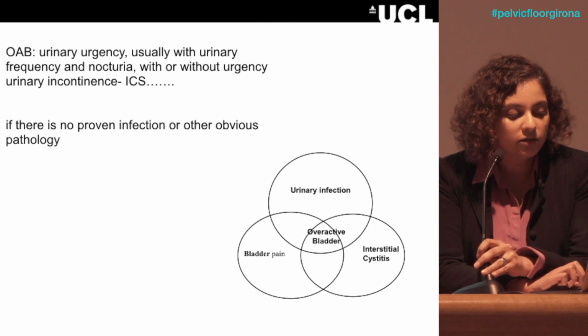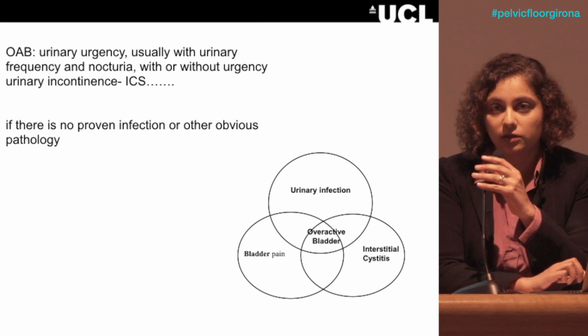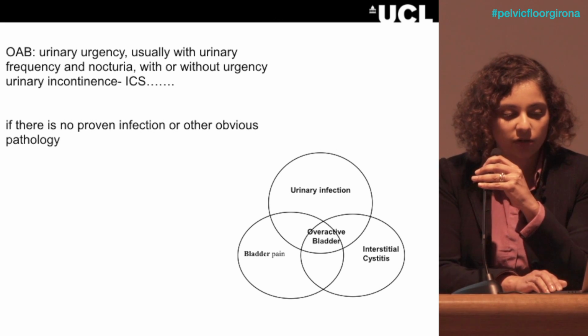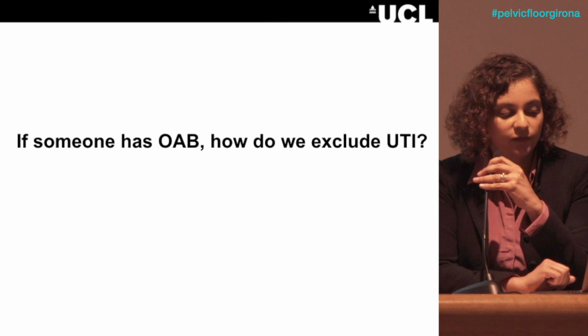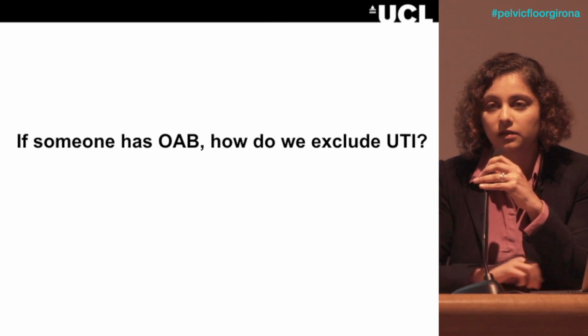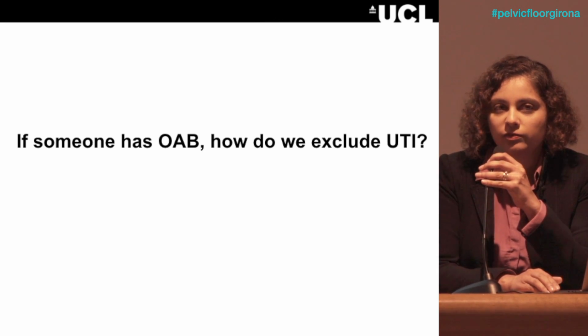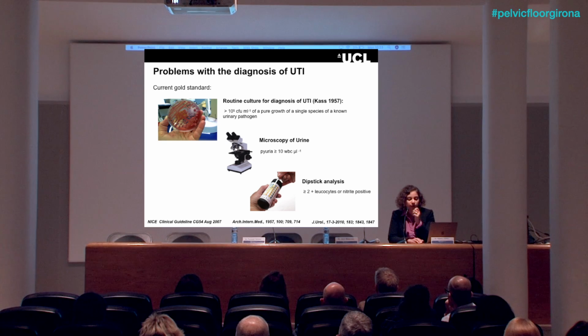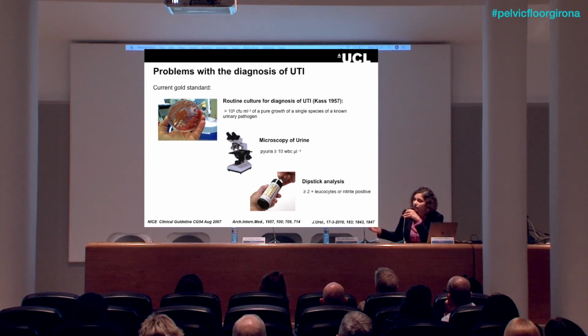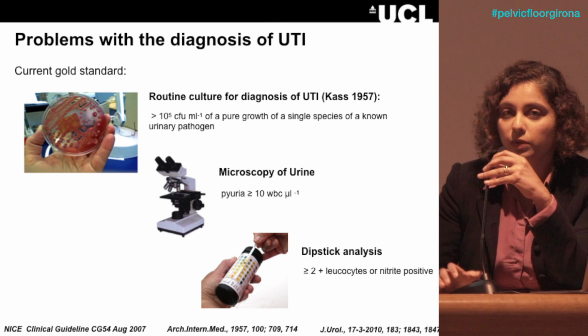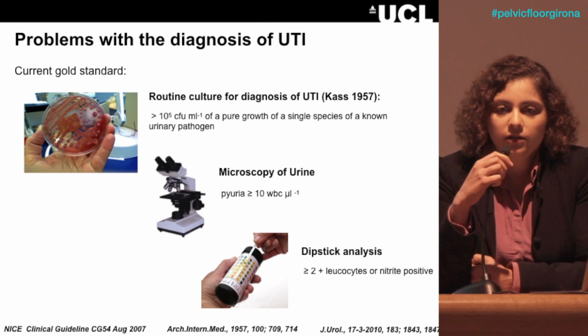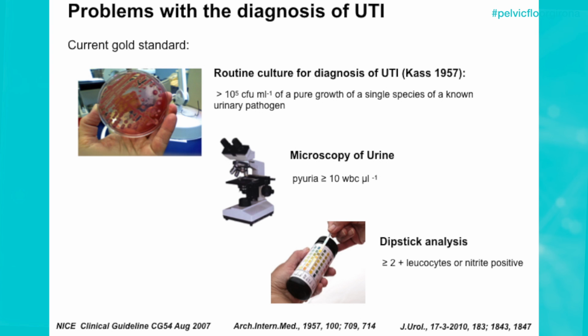But of course, when we make the diagnosis of overactive bladder, we try to exclude infection. So the question is, if someone we think has overactive bladder, how do we exclude infection in that patient? And that was largely the basis of my PhD. So, in the UK at least, the way that we exclude infection, if we start from the bottom, if you go and see your GP, you will no doubt have a dipstick test done to look for infection.